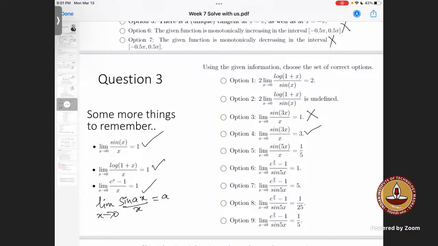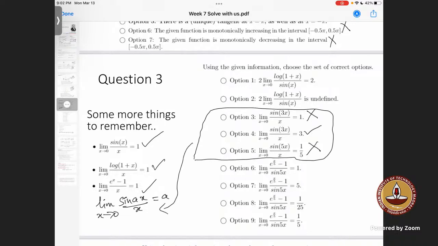Now, could anyone tell what will be the limit value for option 5? It is 1 by a, so 1 by 5. So it is also incorrect, right? So I think for options 3, 4, and 5, the approach is clear, right? We make use of this particular formula, which is sin ax by x is equal to a. Okay?